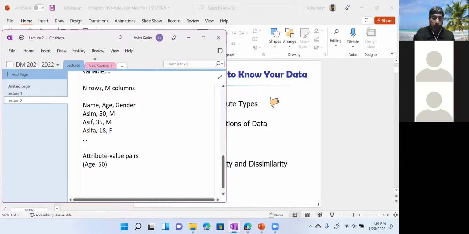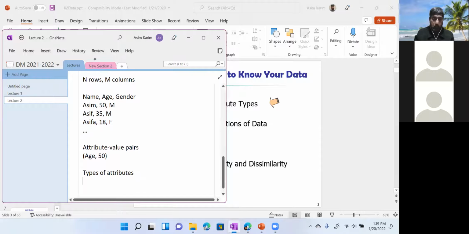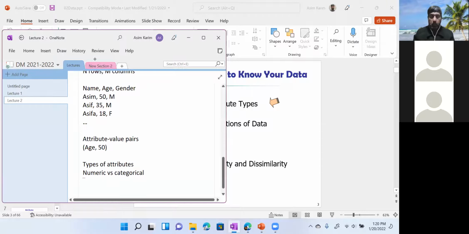Okay, so about attributes or features or dimensions or variables, there are various types. And there are also various categorizations of types. Of course, these categorizations often overlap, as we will see. The most common is numeric vs categorical. So we can have numeric attributes or categorical attributes.